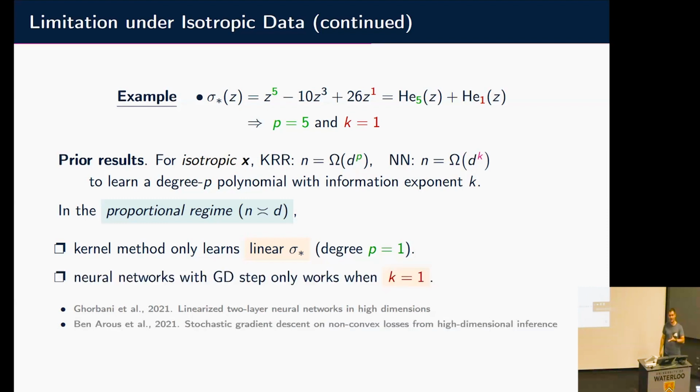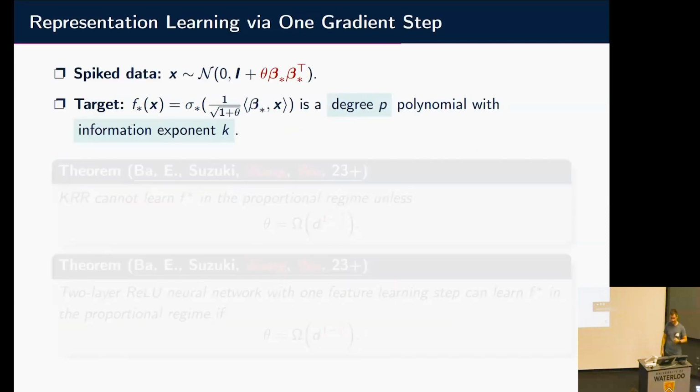Now we want to learn more complex functions, higher degree polynomials, higher information exponent. And for those, we actually need to introduce anisotropy. So the spike theta is going to help. We have the spike magnitude theta and direction beta star, and we also have the target function f star. We assume sigma star is a degree P polynomial with information exponent K, and P is always greater than or equal to K, so that's going to be important.